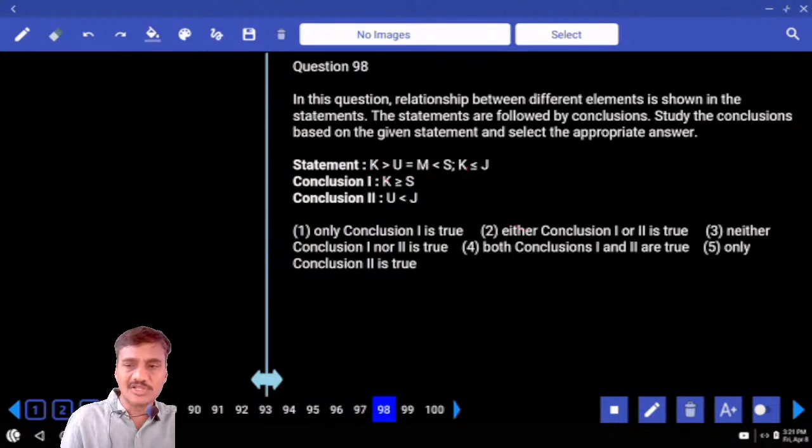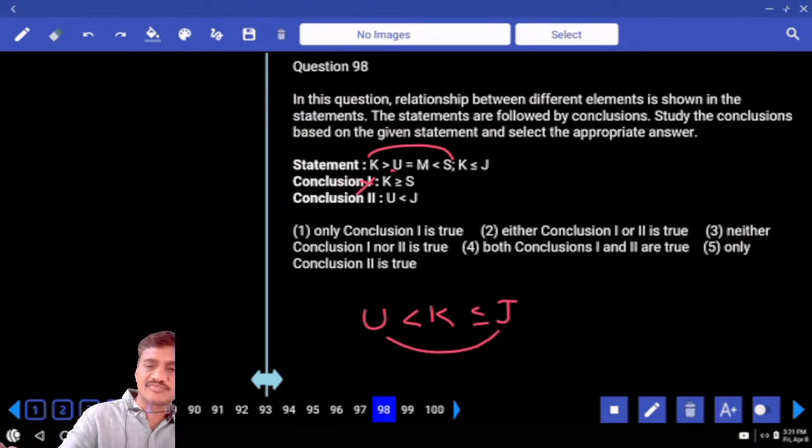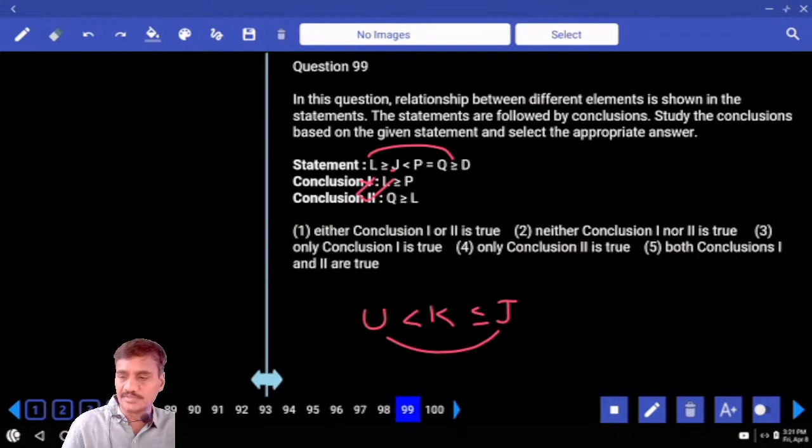Then 98, the relation between K and S. Between K and S, two opposite symbols, so no relation. And next one, U and J. U is here, J is here. Which element is common? K is common. As K is common and K greater than U means U lesser than K, K lesser than or equals to J. Now between U to J, U lesser than J, definitely 2, choice 2. And so only 2 is true, choice 5, 98.